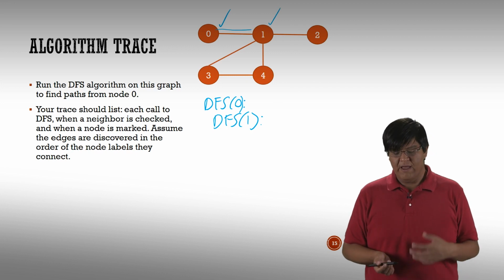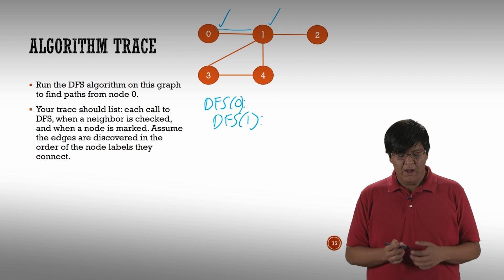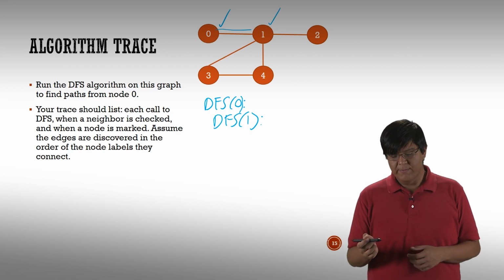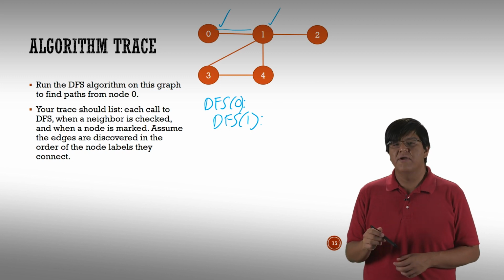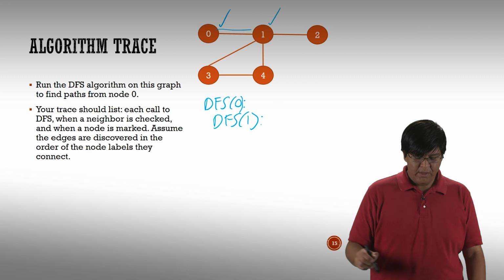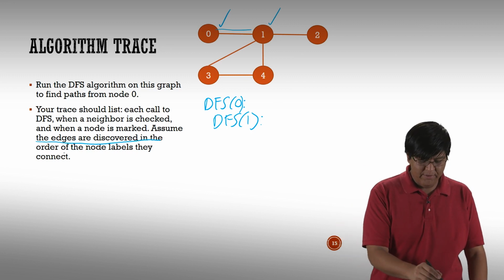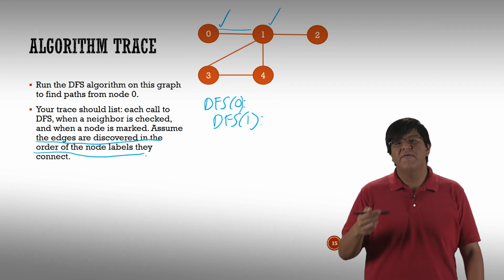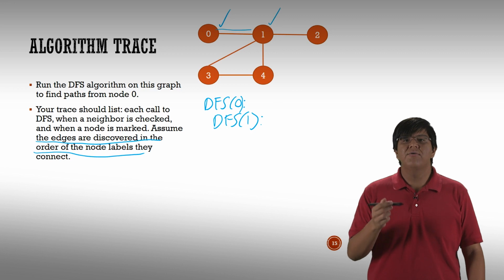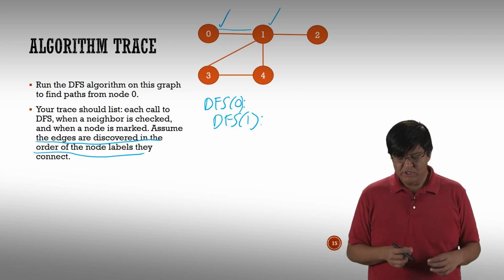And now I have choices here: 2, 3, and 4, all my different choices of places I could go. So in DFS, I need to pick who to visit next. There is some loop that goes and looks at all these different nodes that are adjacent to it. There's a rule here that says when we look at edges, assume they're discovered in the order of the node labels. So if I'm at 1, doing DFS of 1, I'm going to look at 0, 2, 3, and then 4. So that ordering.